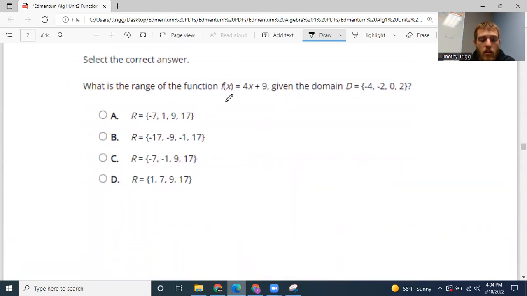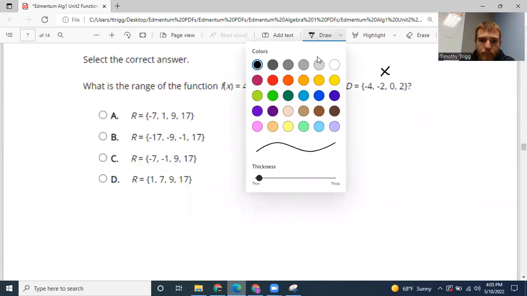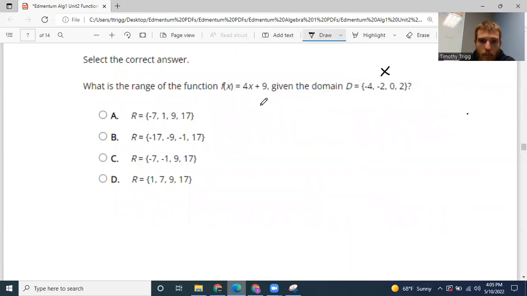What is the range of the function f of x equals 4x plus 9 given this domain? Here we have the domain. These tell you the inputs, or in other words, the x values. We want to know the resulting outputs, or in other words, the y values. So how do we do that? Let's plug in each of these values to figure out which list is correct.